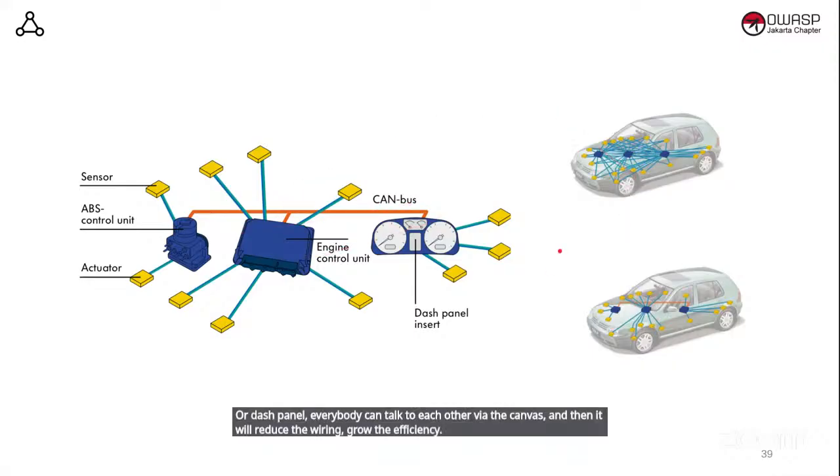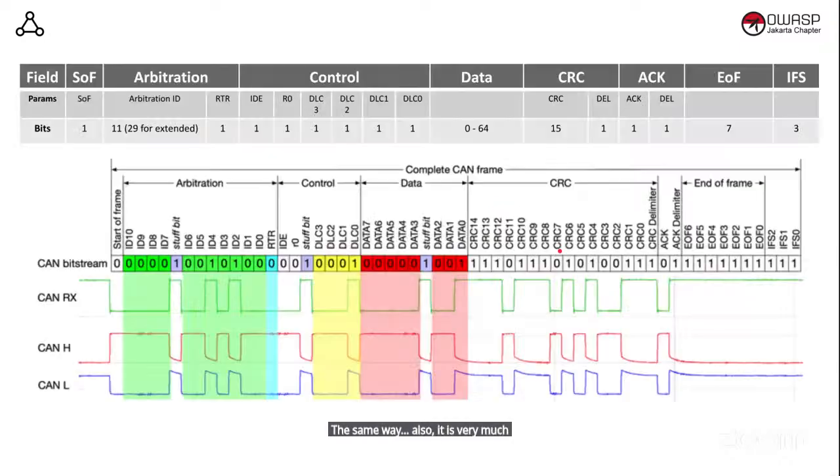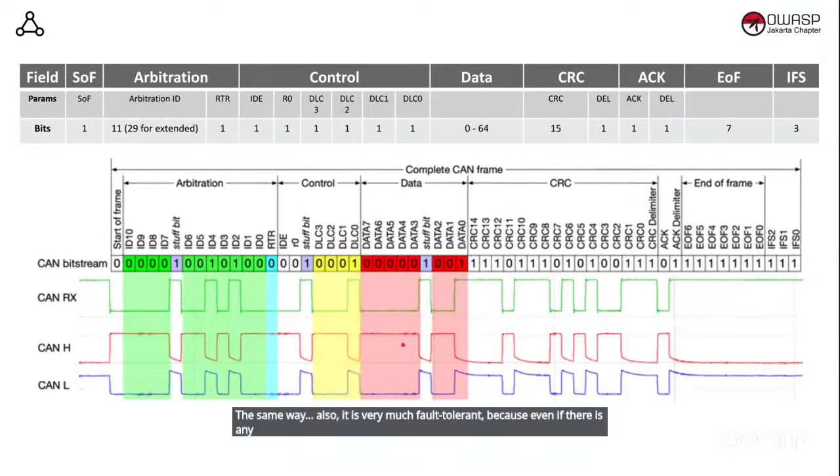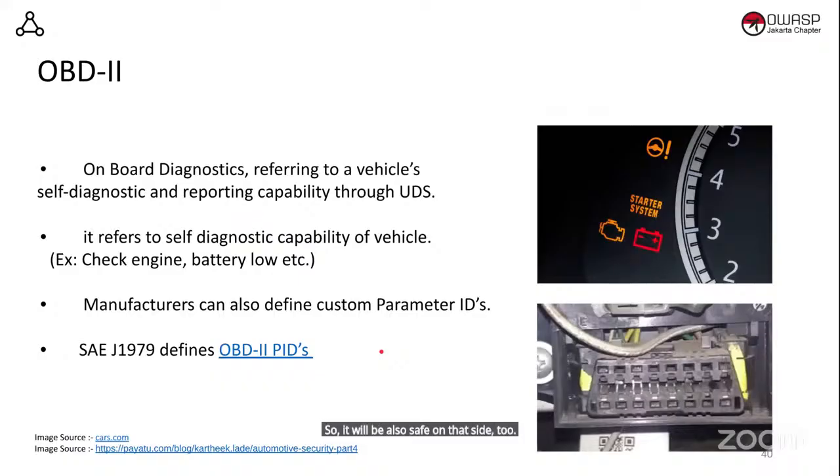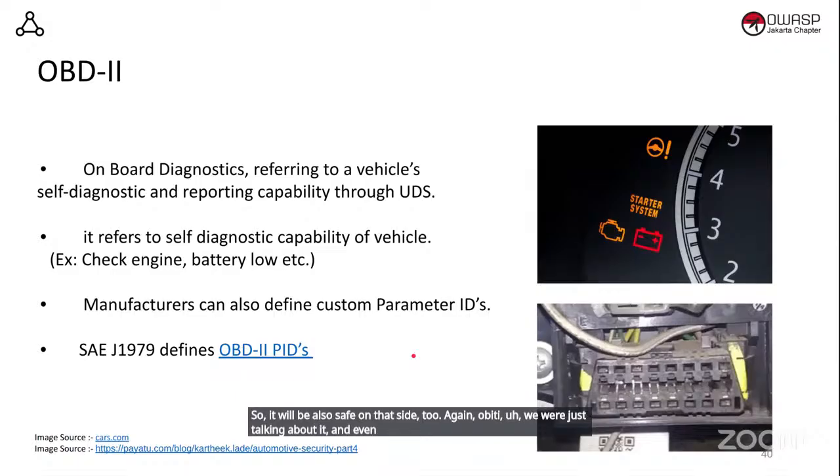The same way, it is also very much fault tolerant, because even if there are any electronic noises in the bus, it will not diminish the voltage difference to such a level. So it will also be safe on that side. Again, OBD, we were just talking about it, and even OBD runs on CAN. There is UDS, Unified Diagnostic Services, and that in turn will talk to CAN. It works on top of CAN.